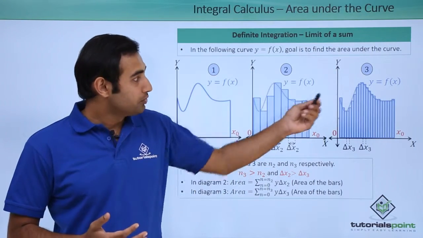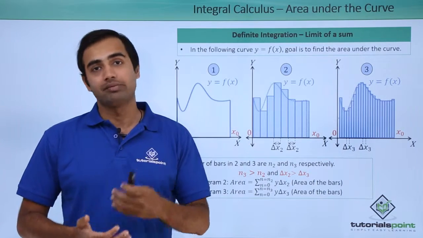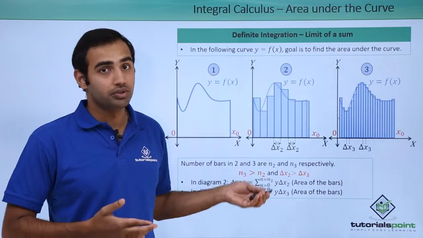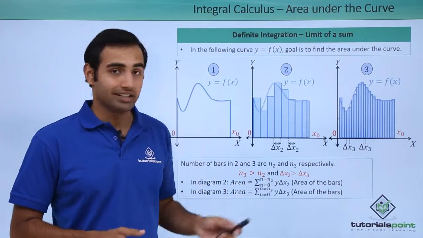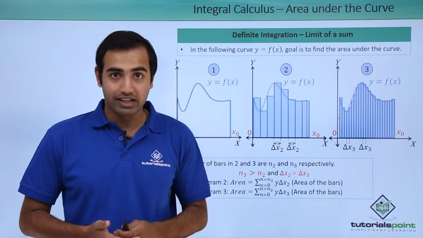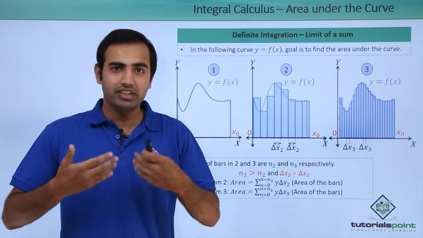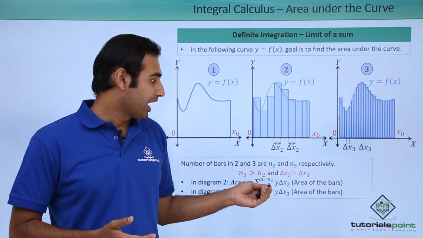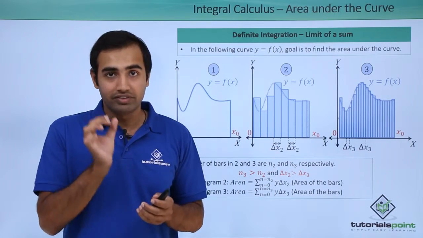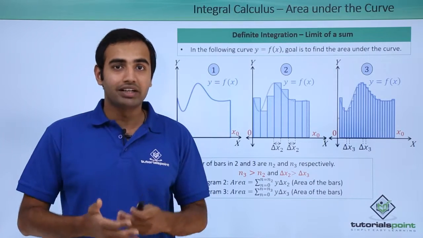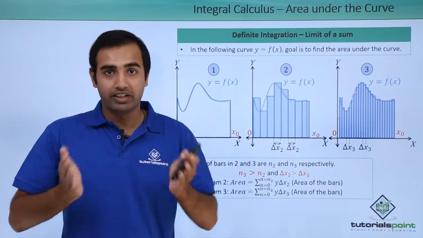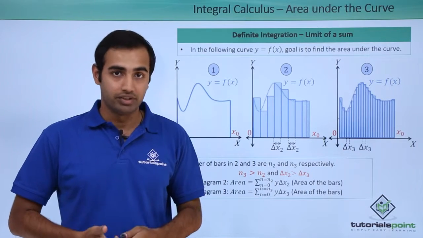Next, I'll try to use the third diagram and repeat the same operation. So I can say that sigma n equal to 0 to n3 y into delta x3 will give me an approximate area by the help of these rectangles under these curves. If I keep on repeating this process by adding more and more rectangles and decreasing the width of each rectangle, what I'll obtain ultimately is infinitesimally thin rectangles which are infinite in number. Let's see this in more detail.